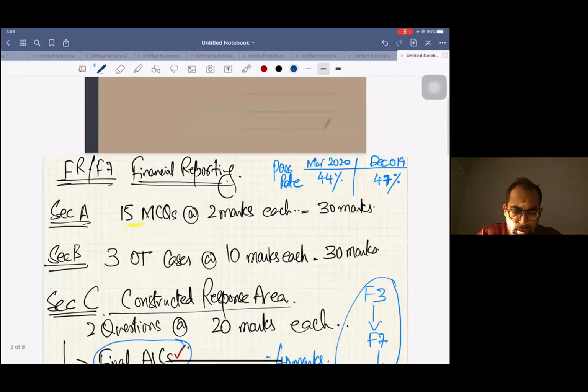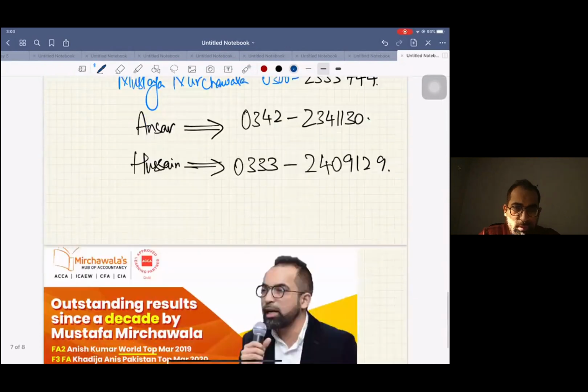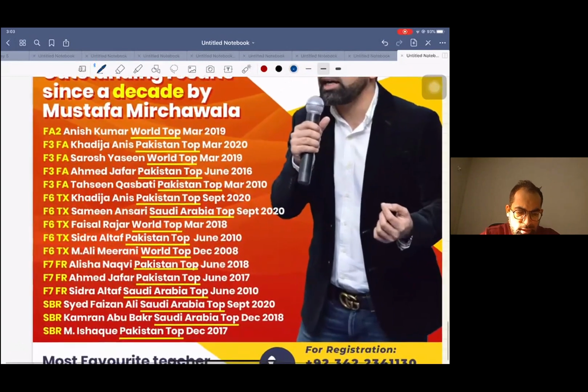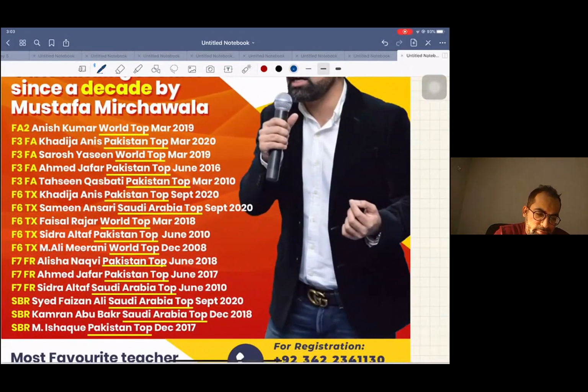Let me share my position document with you. You can have a look. See, these are all the positions. These are F3 positions. These are taxation positions. This is FR, this is SBR. Even foreign students, our online students, score positions. You can see Saudi Arab top many times, and worldwide positions as well.